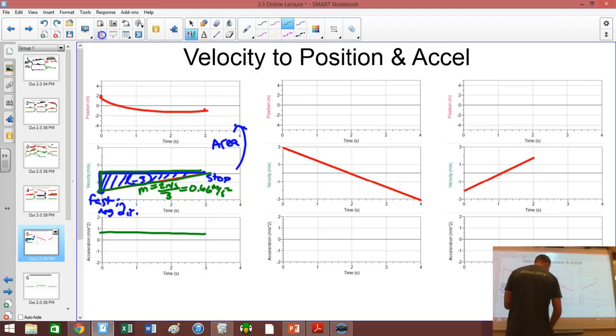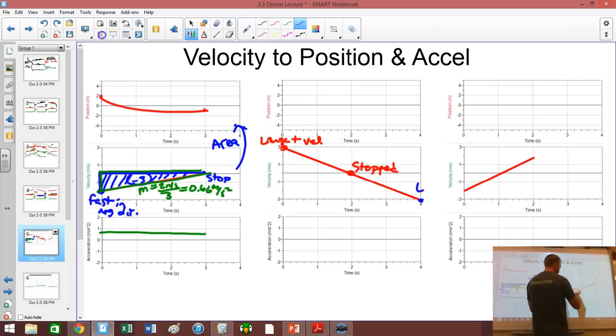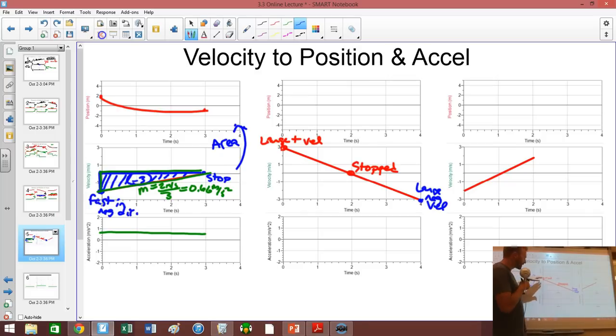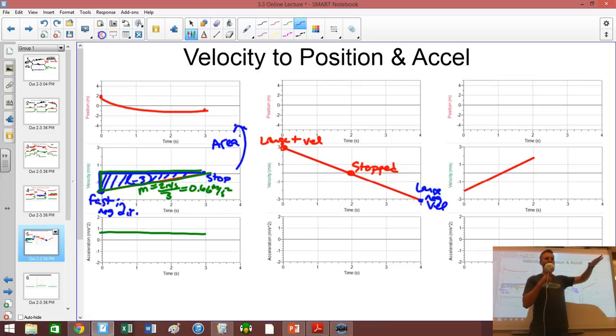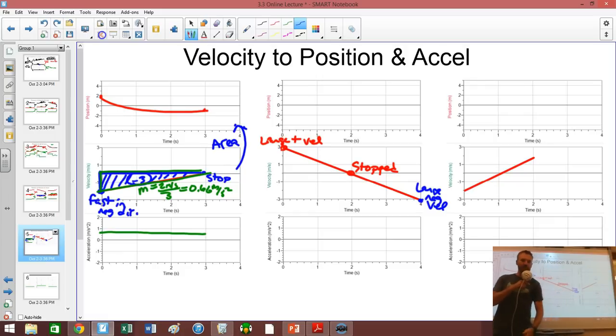This one is tricky. Here's why you can see I start to color code things. You'll notice here I've got a very large positive velocity. Here I'm stopped. Here I've got a very large negative velocity. So what's going on is I'm going really, really fast in the positive direction. I slow down to a stop, and then I start moving in the negative direction and then get faster. It's akin to rolling a ball up a hill. You roll a ball up a hill, it's going really, really fast, slows to a stop, and then starts speeding up as it rolls back down the hill.